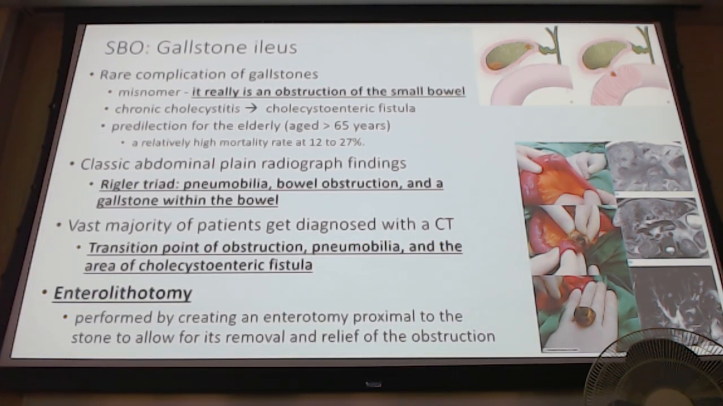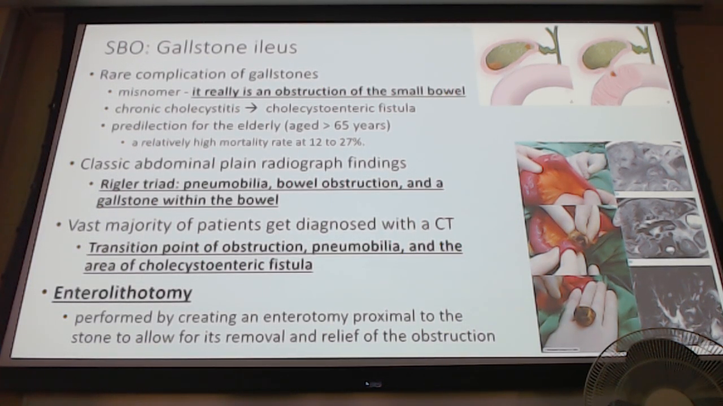So like on this picture right here on top, you can actually see a distended small bowel proximal. You have the stone itself, and then distally, you have a tighter, non-distended bowel. So the obstruction is right here, and it's that huge stone.